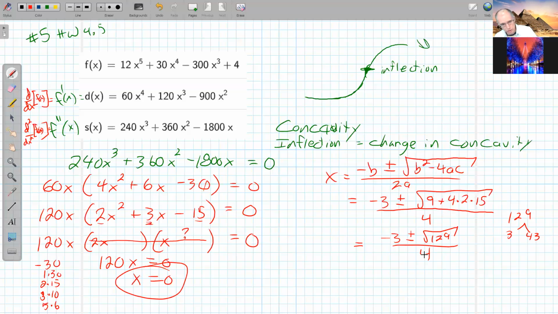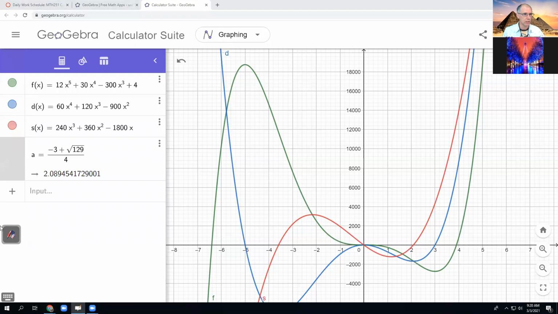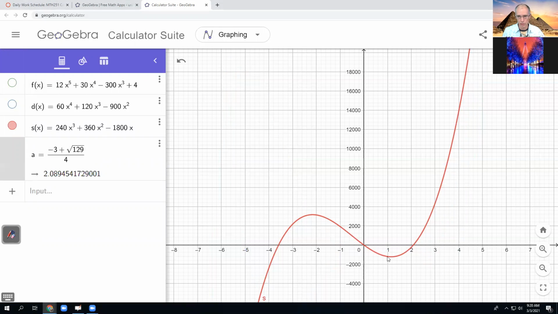And let's just double check that those numbers look right for the second derivative. Calculator, please. So I think my fraction is negative 3 plus the square root of 129 over 4. So I should have a 0 at 2.089-ish. So let's turn off some of these other graphs. Focus on the second derivative. So I should have a 0 right there at 2.08945. Yep, nailed it. All right, so that right there should be an inflection point.